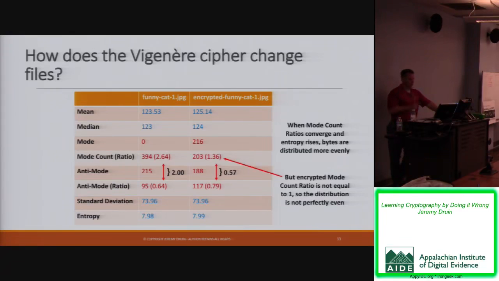So the mode count, though, is very interesting. Notice how there were 394 zeros in the unencrypted file, but there's only 203 of the 216, the mode of the encrypted file. There's only about half as many of the most popular character. So what's Vigenère doing? It's flattening out the distribution of characters, right? It's taking the spikiest of all characters, and it's spreading that character out over X number of other characters. So if you had to guess, how many other characters do you think that the mode is being spread out over?